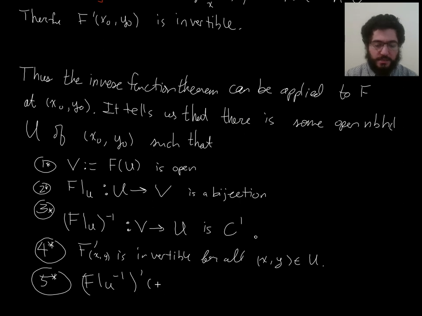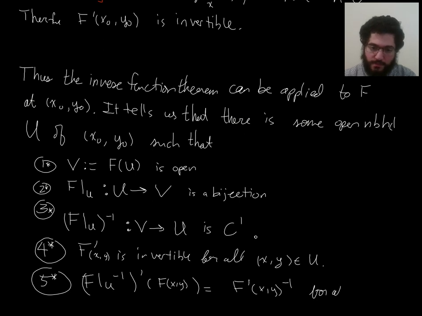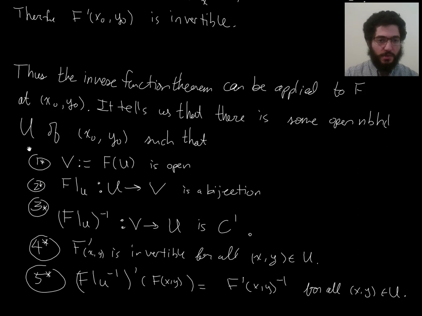So at F of x, y, the derivative of the inverse is the inverse of the derivative. Take the derivative of F at x, y, inverse. And this is for all x, y in U. So this is another thing that we proved while proving the inverse function theorem, but I think I never stated it as a conclusion of the theorem in the theorem statement. Okay, so this is what the inverse function theorem tells us about capital F.